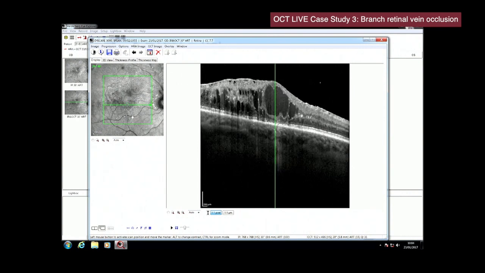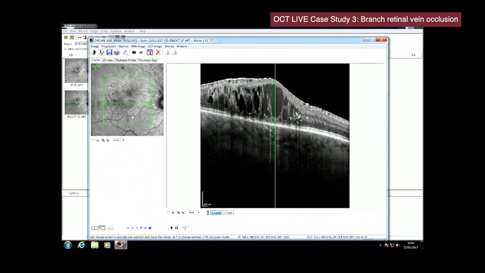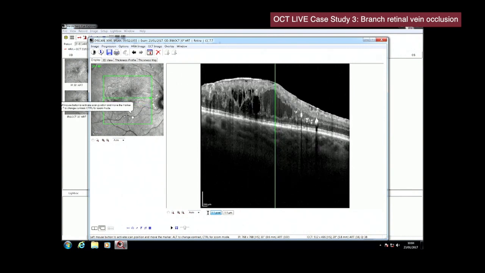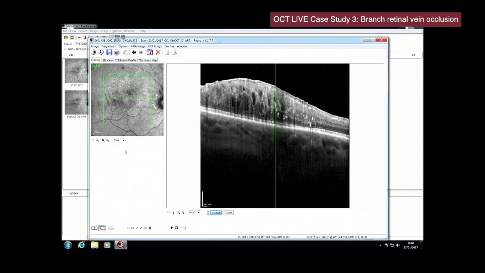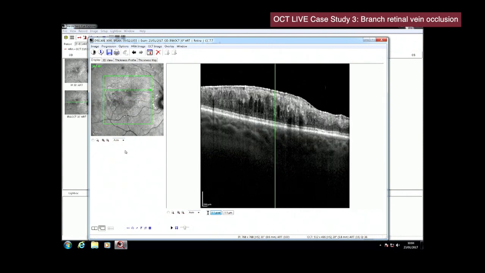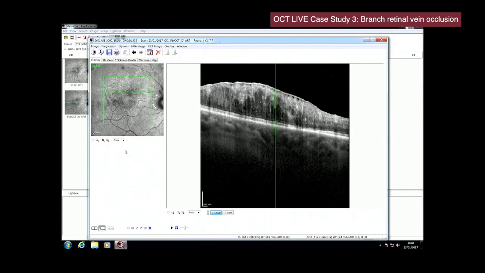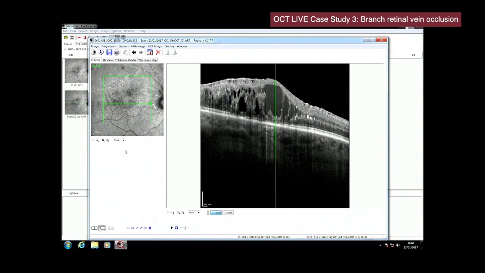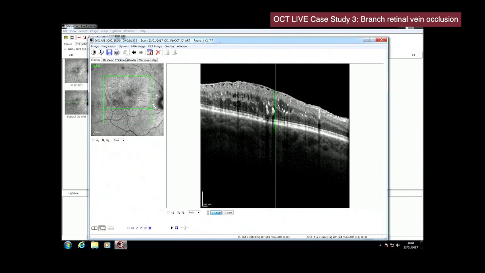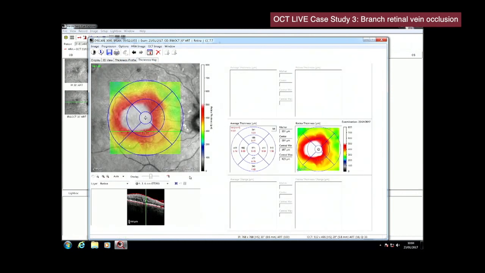Okay, and so the changes are all the way out throughout the central macula, and again, they're all fairly consistent in appearance. If we look at the thickness map, and again, warm colors indicate retinal thickening. So in the central area, we've got macular edema. There's obviously quite marked retinal thickening.